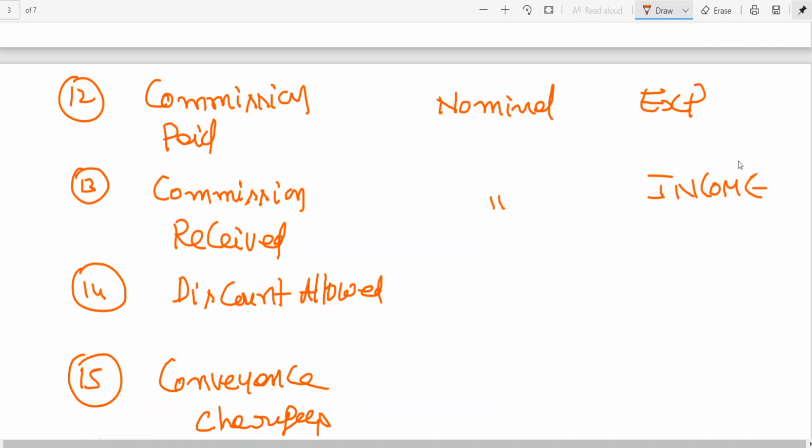Under which method? Accounting equation, right hand side. This is traditional. Discount allowed is an expense. Means which account? Nominal account. Sir, what is discount allowed, sir? See, suppose I have sold goods to one of my customer for 10,000 rupees.